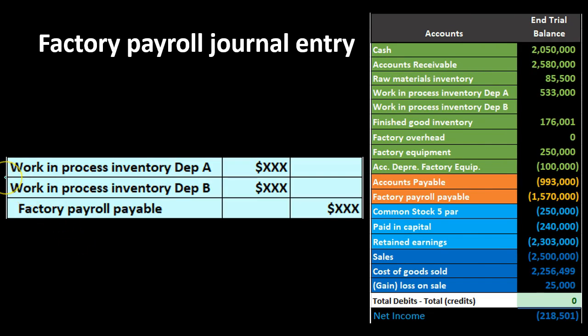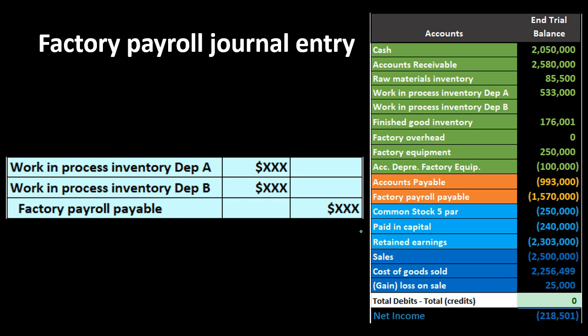We're going to debit the work in process for Department A, the work in process for Department B, and we're going to credit the factory payroll payable. Now note, this is basically a payroll journal entry. We're not dealing with any withholdings here, however. So you could consider, if this was cash, we're paying people cash, and then we're debiting the work in process instead of payroll expense because we're capitalizing it here. And we're not dealing with anything with regard to payroll taxes or withholdings at this point.